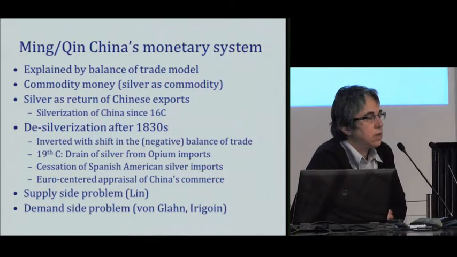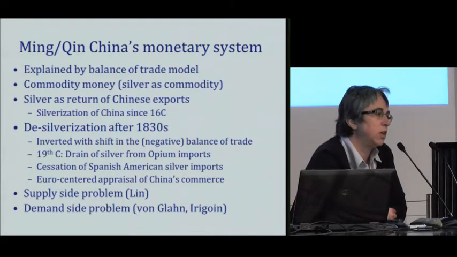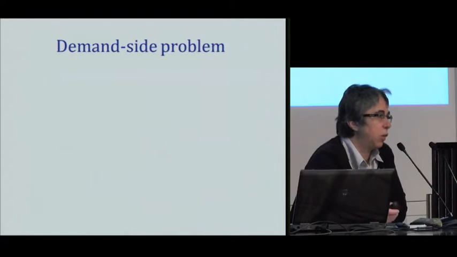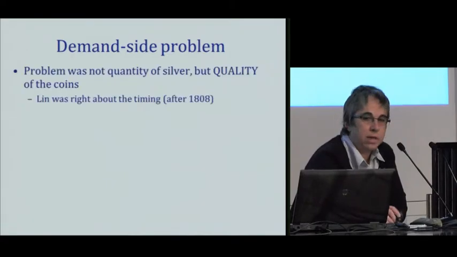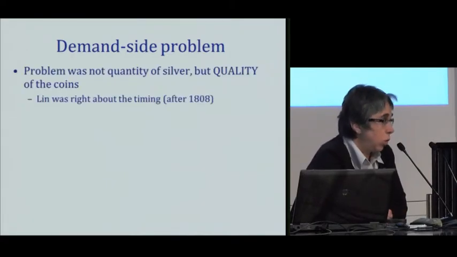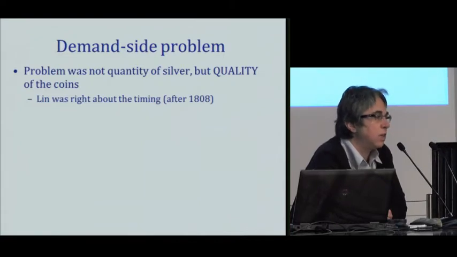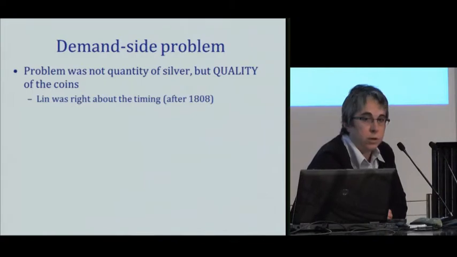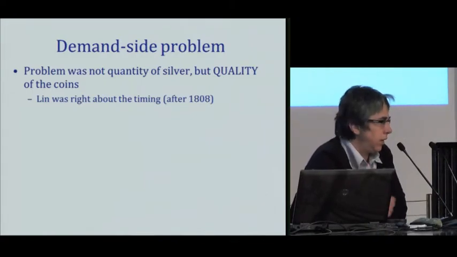Against that argument, Richard von Glahn and I argue, following a bit what Dennis had said for a previous period, that there is a demand-side problem. The demand-side problem, I argue, is not the quantity of silver. There was plenty of silver available in the international economy, but the quality of the coins. Something which I developed in this article published in the Journal of World History in 2009.